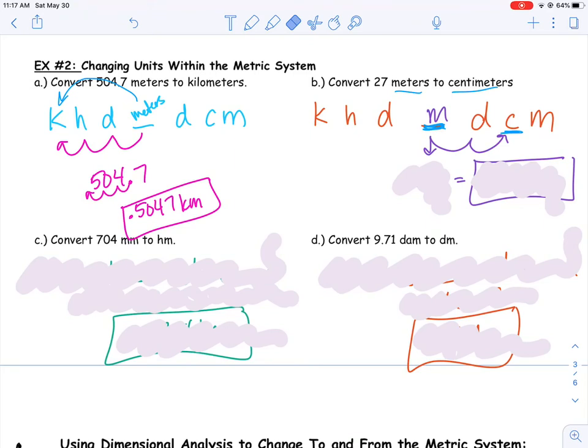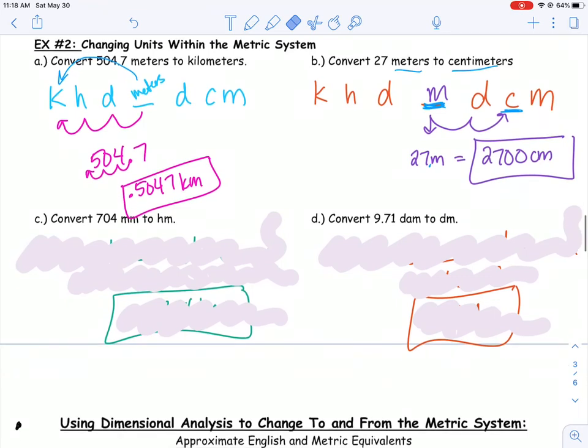What we're really doing now is we're multiplying by 10, and then 10 again. Really, we're multiplying by 100. And so if I have 27 meters and I move my decimal, remember your decimal is behind the 27, I move it twice to the right, I end up with 2,700 centimeters. There are 2,700 centimeters for every 27 meters, just multiplying or dividing by tens.